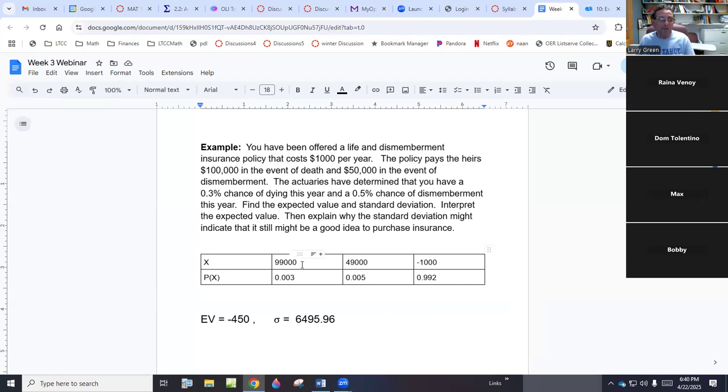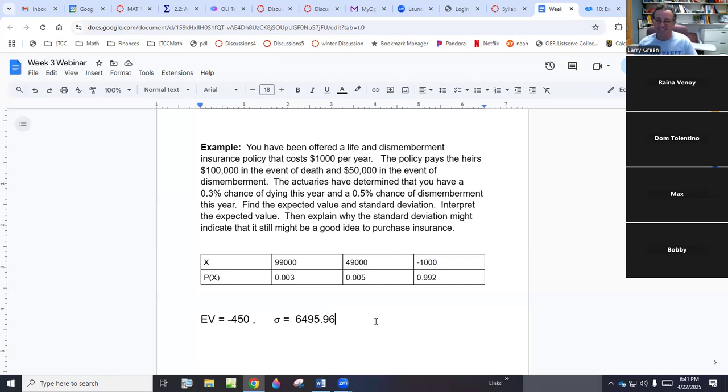By the way, would you rather make 99,000, 49,000, or lose 1,000? Which of these three would you rather have? Okay, you better want to lose money. If you want to make 99,000, that means you want to die. So then I need to tell you about the counseling services we have. So, with insurance, you want to actually waste your money. That's what you're hoping for.